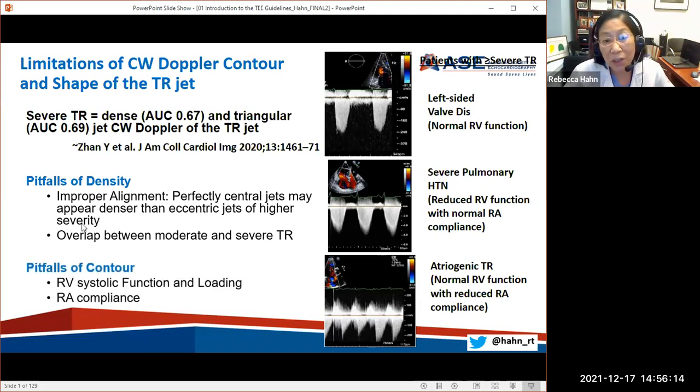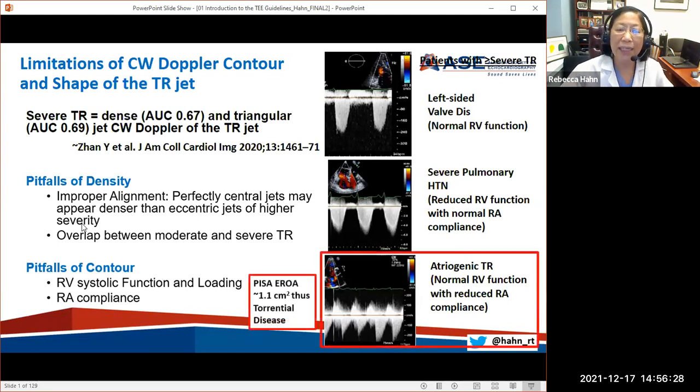Now, how about contour? Well, there are studies out there, the one that I show referenced here, that looked at contour as one of those methods to assess severity. And it turns out it's not a bad method. It's just that the triangulated contour actually detects torrential disease, not just severe. So all of these patients have severe disease. Every single one.